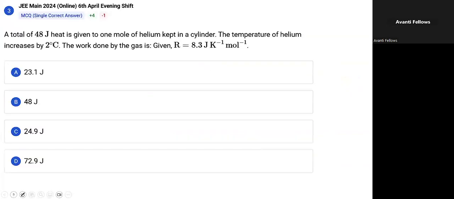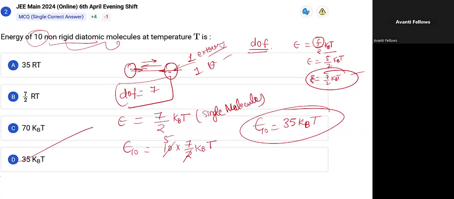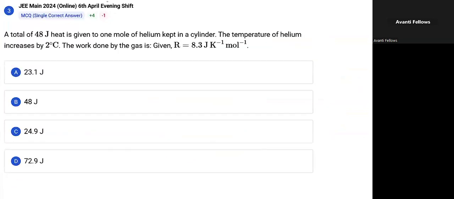Now, any kind of doubt in the previous question? Let me know. JNV and JNV Ukrul. Now try to solve this one.